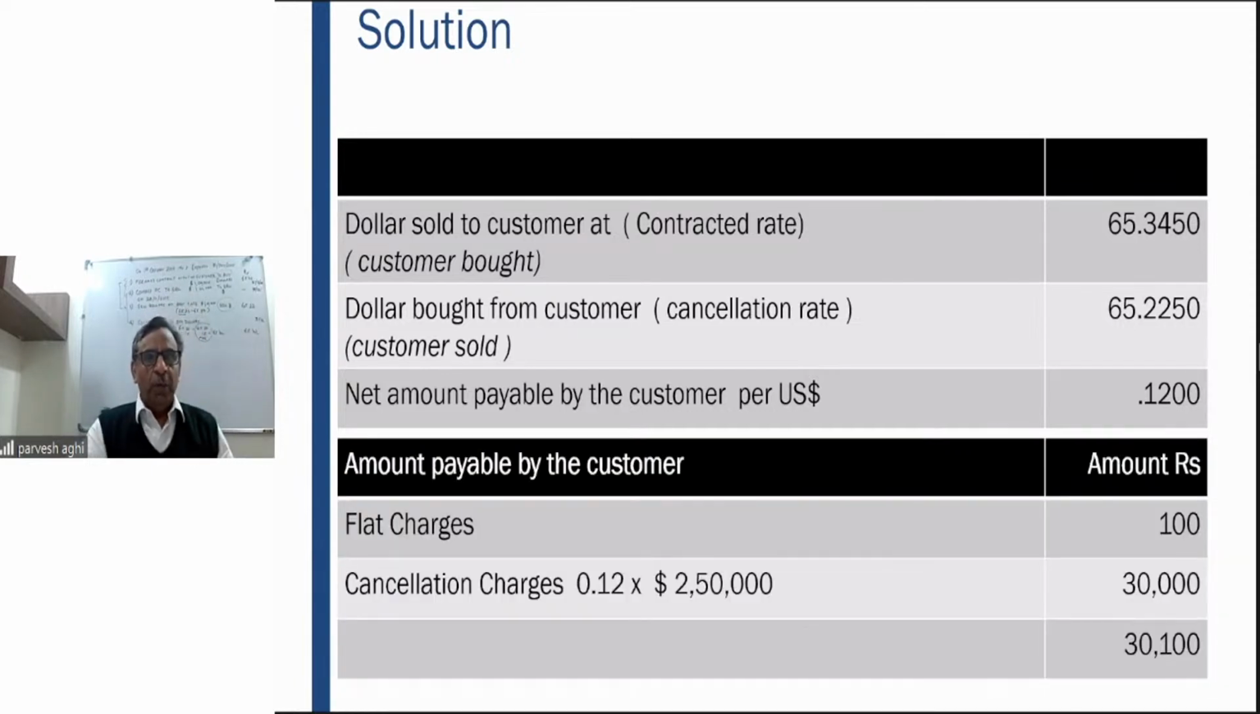So the amount payable by the customer would be 100 rupees, the flat charges given in the question, and the cancellation charges of 0.12 rupees per dollar multiplied by $250,000. So that means $30,000. Okay. So now please let me just have your comments. Have you followed?